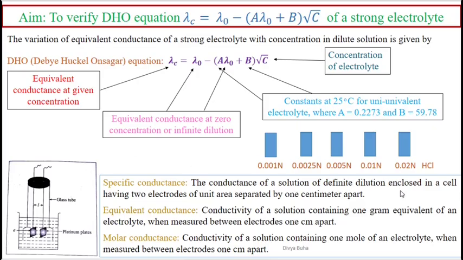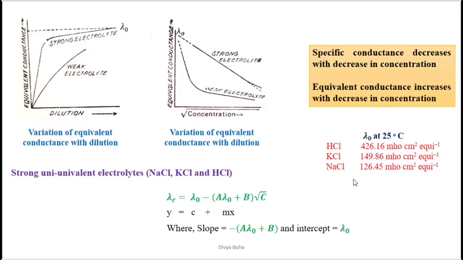So definitely with dilution the equivalent conductance would change, and you will find the variation in the equivalent conductance with dilution, right? So variation of equivalent conductance of a strong electrolyte with concentration in dilute solution is being given by the DHO equation. Over here, as I told you, you have to prepare this particular graph, and from the graph you can find out the lambda 0 value.